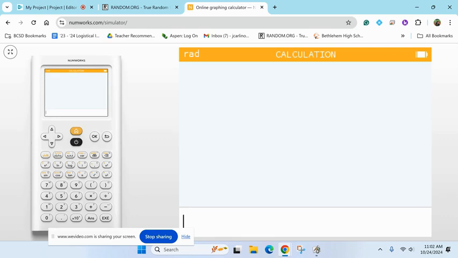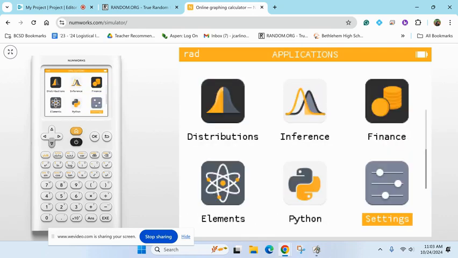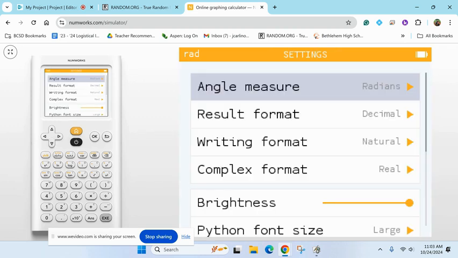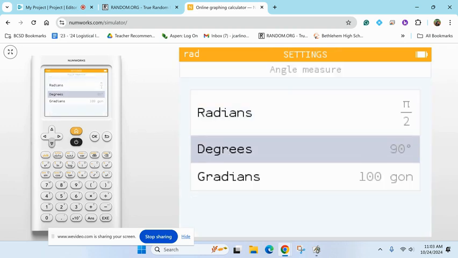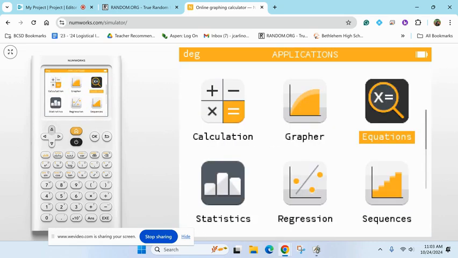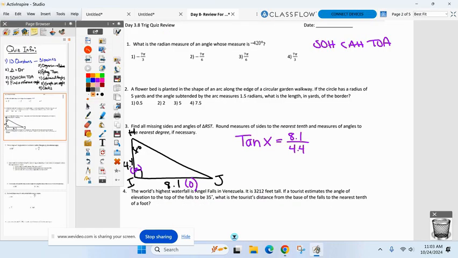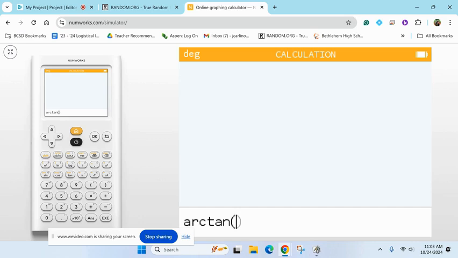Make sure everyone takes a quick peek, because I'm not. Is everybody in degree mode still from yesterday? I've got to change mine. Make sure you're in degree mode. I'll remind you tomorrow too. Go back home. Calculations. So we do shift tangent, and then you plug in the fraction we just created, which was 8.1 over 4.4.